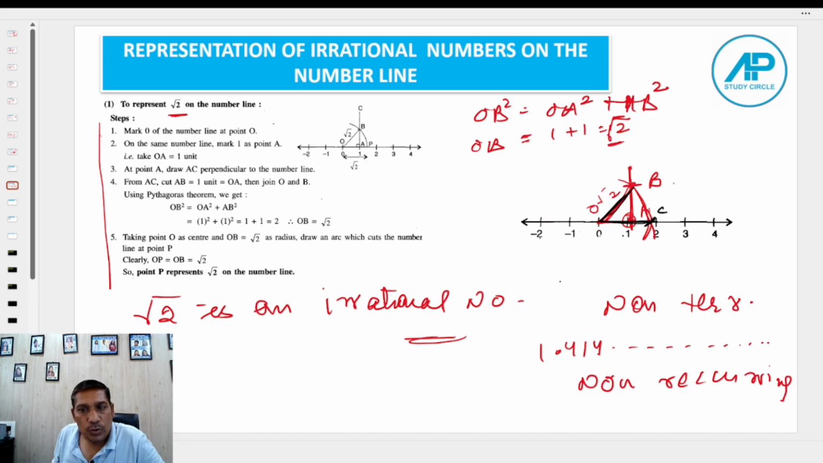And OB is √2, so OC is also √2. The length of OC is √2. The length of OB is √2. The length of OC is √2. In this manner, you can mark other irrational numbers also.